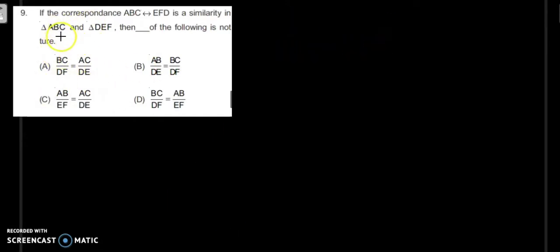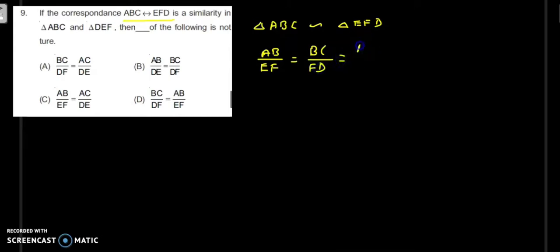Starting again, question number 9. Triangle ABC and DEF are similar. Triangle ABC similar to triangle EFD. So the similarity criteria we can write in this way: AB, the first two sides of this triangle, upon EF is equal to BC upon FD or DF you can write. Okay, the third one, AC upon DE, you can write.